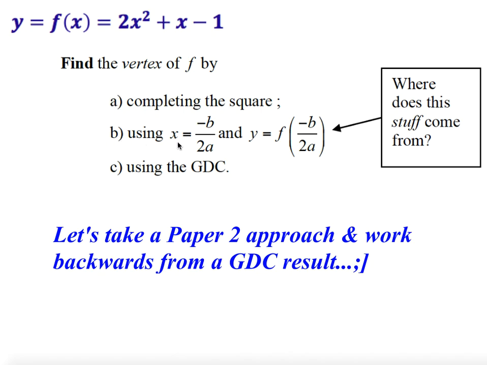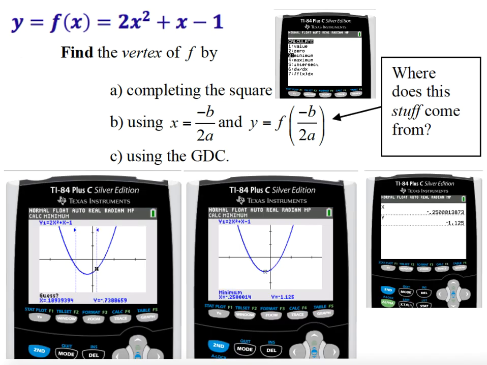using this x equals negative b over 2a structure that is in your formula booklet. And we'll connect it to this abstraction here and give you a little bit of a sense of where this stuff comes from. And of course also the GDC. So let's actually take a paper 2 approach and work backwards from a GDC result. And then we'll be able to confirm the other two, parts A and B, after we do C.